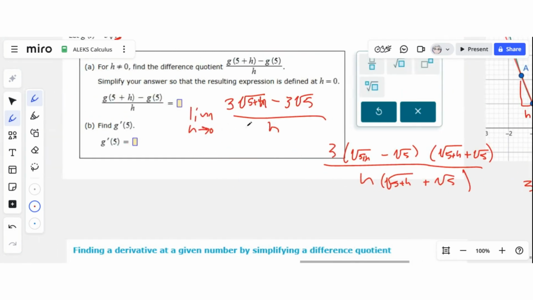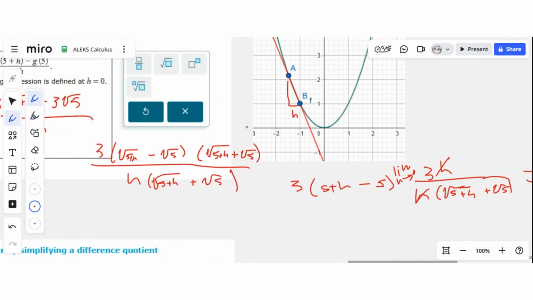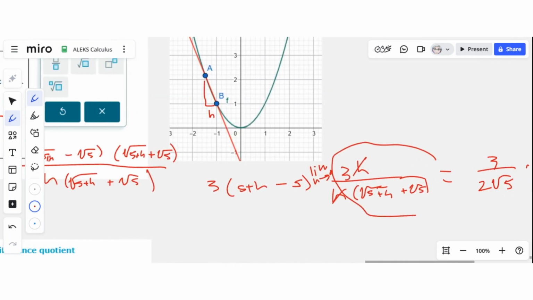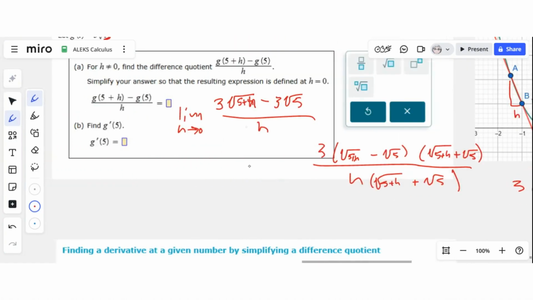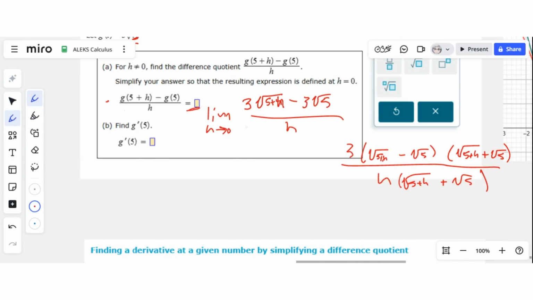And this thing right here, 3 over the square root of 5 plus h plus the square root of 5, that's the difference quotient. So that's what they'd want you to put in here. And then that actual number we calculated, the limit, you put in here. Let's try one more of these to solidify it.